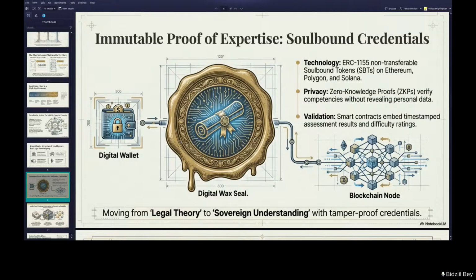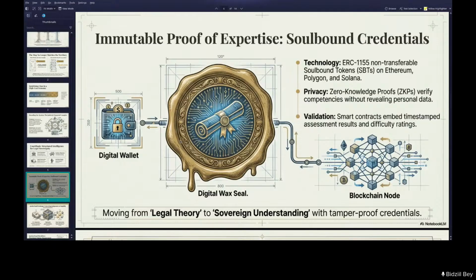ZKPs, a brilliant cryptographic tool. They really are. They allow the credential holder to prove they possess a certain piece of information. For example, that they completed the CourtBank modules on UCC Article 9 compliance without ever revealing their entire educational record or their identity to the verifier. So it preserves privacy while still enabling this really granular verification for, say, potential partners, employers, or other institutions.